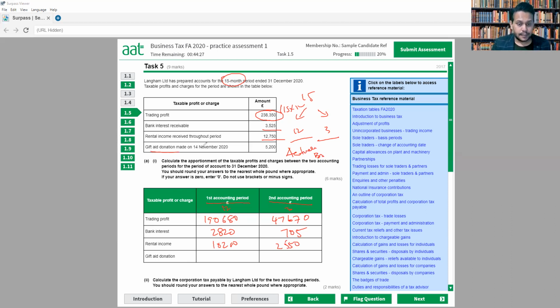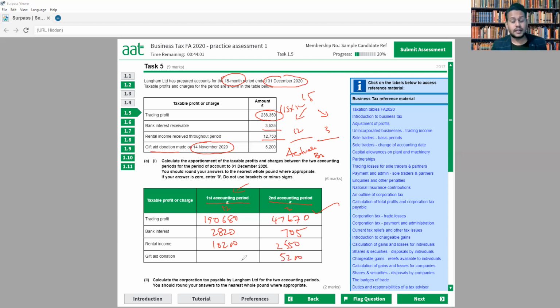So gift donation happened when? 14th of November. And our period ended 31st of December. That means it's not coming in the first period, it's coming just before the end of the period. So after November there's a December. So that means it comes under the last 3 months, not the first 12 months. So I'll take 5,200 only here.